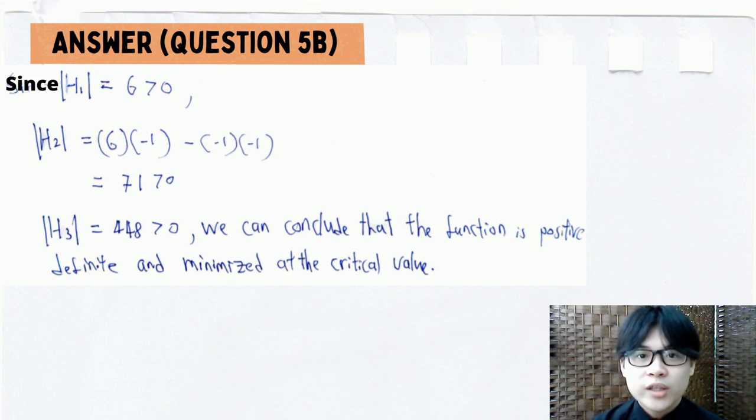In conclusion, we get the result of h1 equals 6, h2 equals 71, and h3 equals 448, which are all greater than 0. So we can conclude that the function is positive definite and minimized at the critical values of x. That's all from me. Thank you.